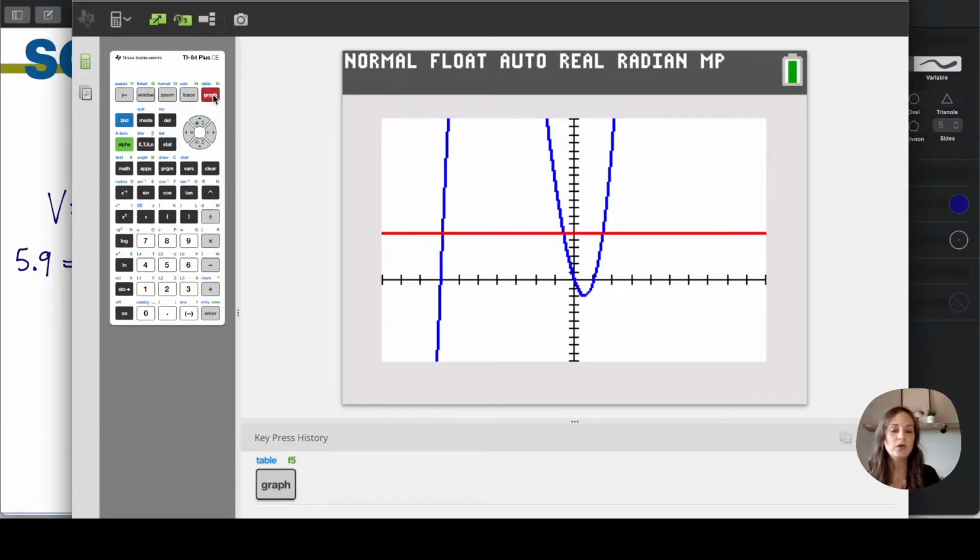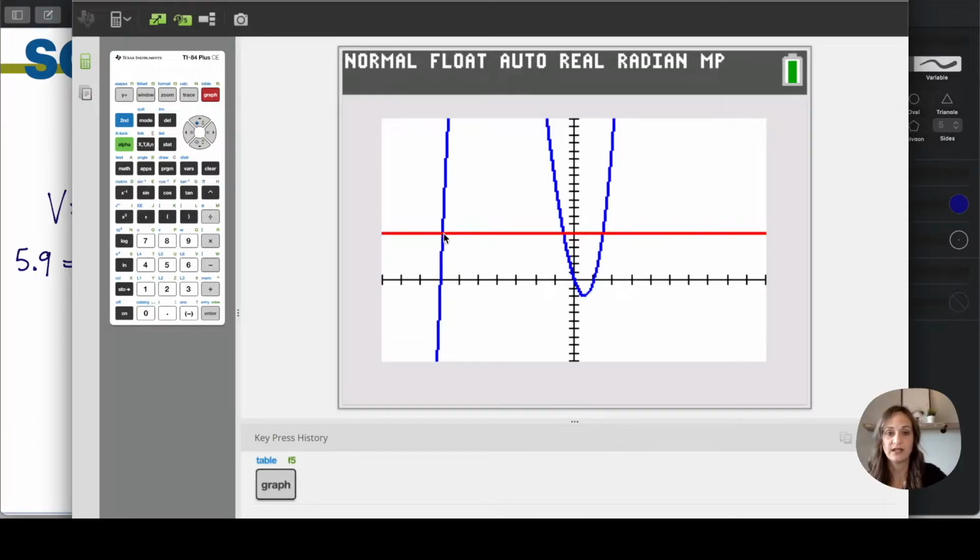Now, 2 of these solutions are not possible in the real world. If you notice, 2 of these x values are actually negative numbers, here and here, which means that in the real world, that is not possible. So therefore, we know that the only possible answer is going to be this intersection right here.